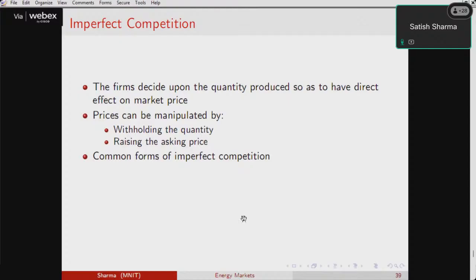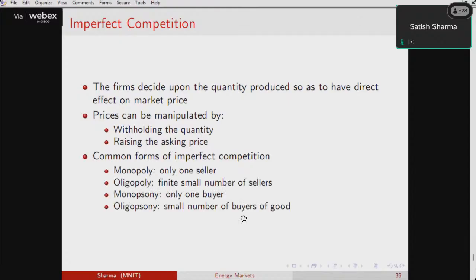And second is raising the asking price. Whatever the asking price, they can increase it. We have seen that supply curve, so if they increase the asking price, it will go very high, and it may manipulate the prices. There are different forms of imperfect competition, and these are some terminologies from economics. One is monopoly, which means only one seller. Earlier we talked about how in the traditional power system, we had a vertically integrated utility.